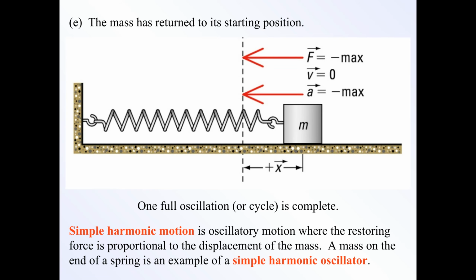So simple harmonic motion is an oscillatory motion where the restoring force is proportional to the displacement of the mass. A mass on the end of a spring is an example of a simple harmonic oscillator. For all of these, we're pretending there's no friction. There's going to be no energy lost as this mass goes back and forth on this table. As we pull it back, it'll continue to go until a force stops it.